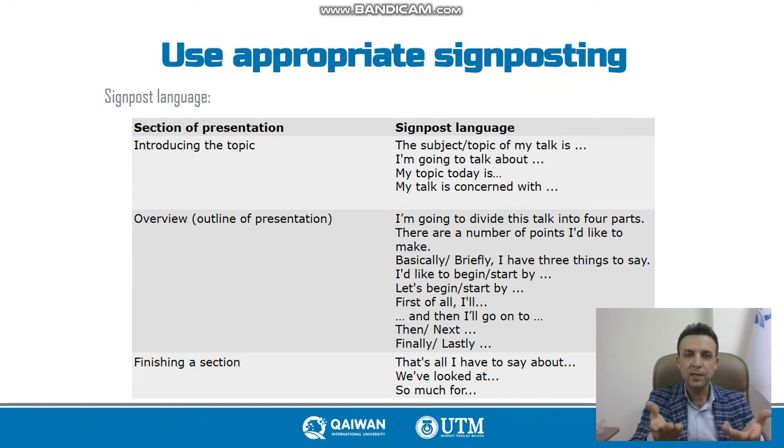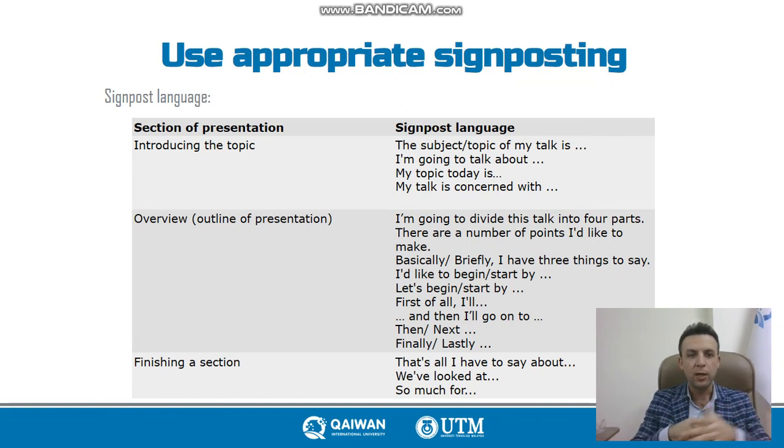So this is the signpost language that can help us, that can help the audience, the listener, to understand that we are done with one certain aspect or one certain topic, and now we're going to talk about another aspect or another topic, or we're going to talk about another reason. This is the signpost language that can help us.